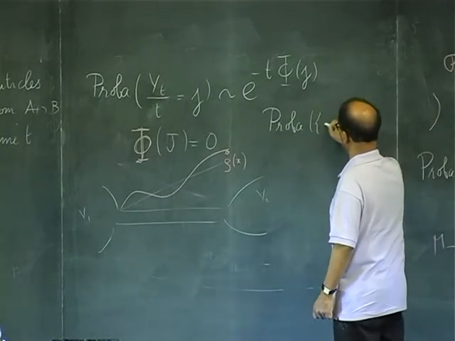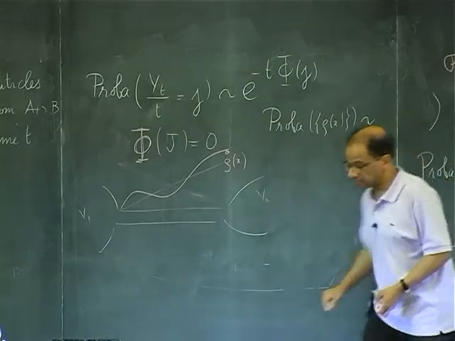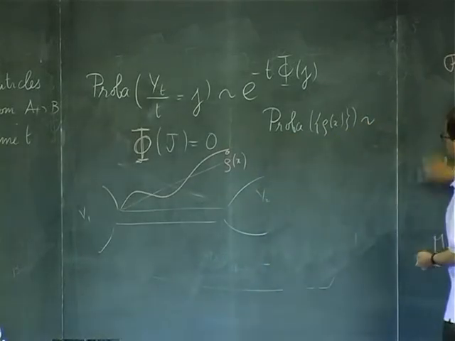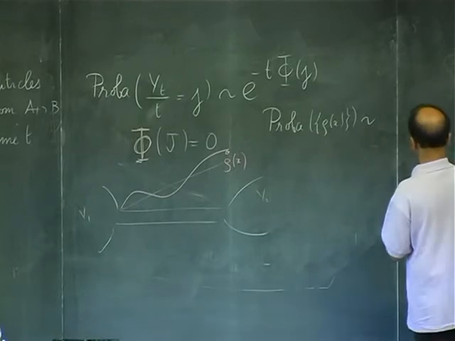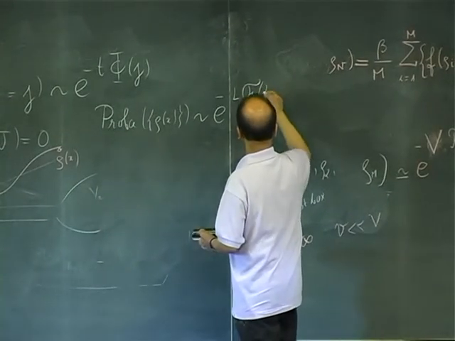What is the probability of seeing rho of x? So again, it will scale like exponential minus the size of the system times some functional, which is not the same, of course, but I write it the same way.